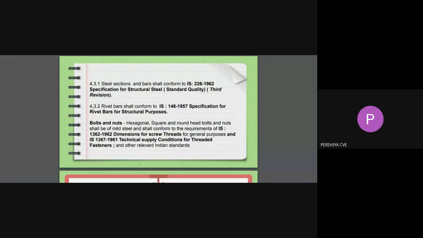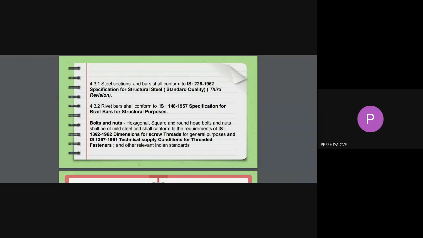Steel structures and bars shall conform to IS code 226-1962, and rivet bars shall conform to IS 148-1957, which is the specification for rivet bars for structural purposes.